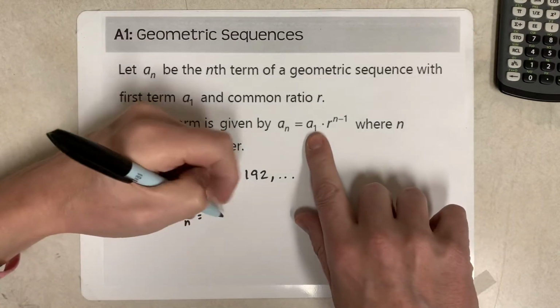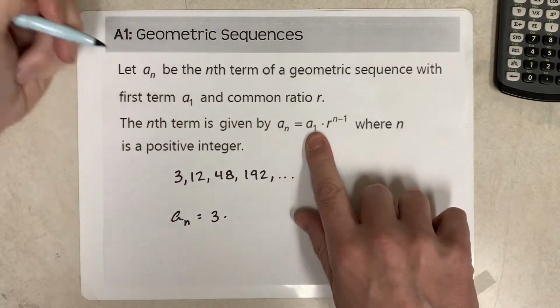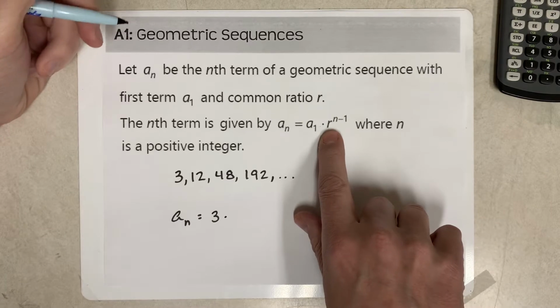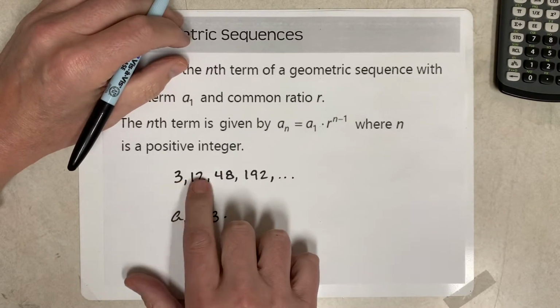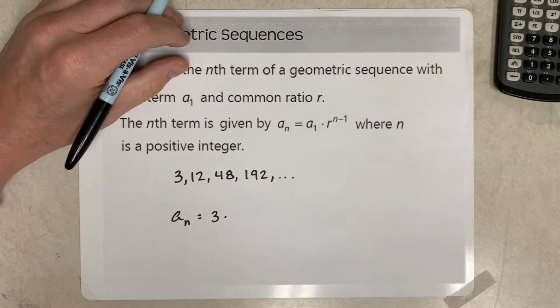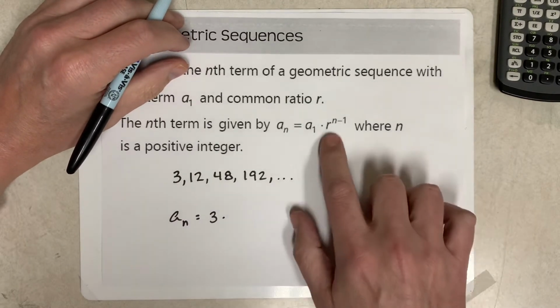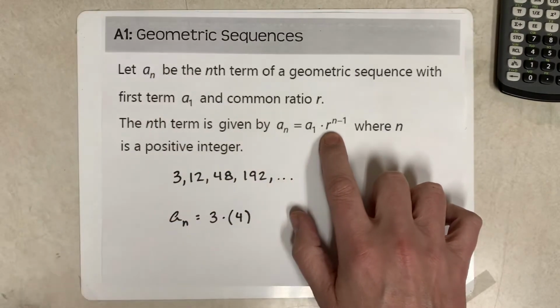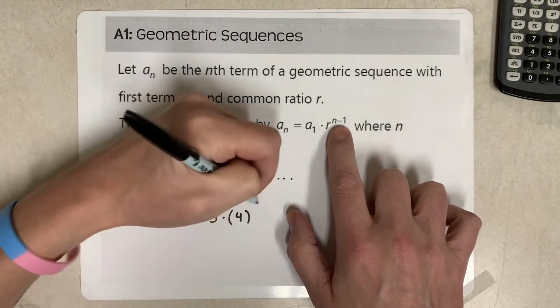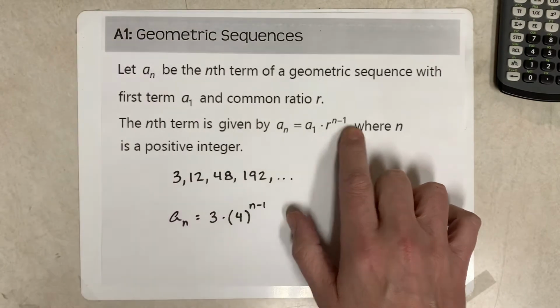So that would be 3 times r, the common ratio. And we said that the common ratio for ours is 4, if we multiply by 4 each time, we will get the next term in the sequence. So that is our r. And a lot of times we'll put that in parentheses. And then we have an n minus 1 up here for our exponent.